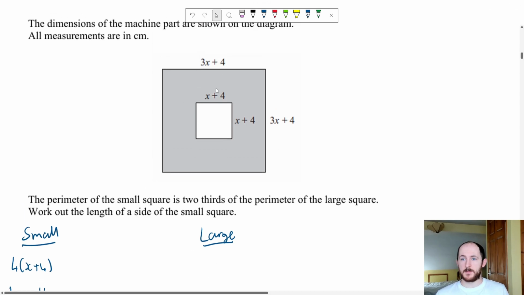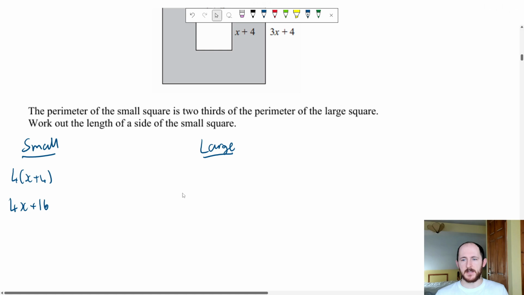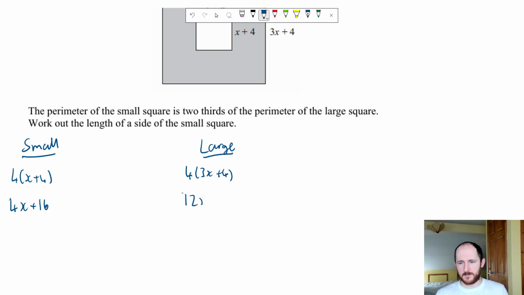For the large square, it's going to be the exact same thing. It's going to be 4 lots of this top side, because again, it'd be 3x plus 4, 3x plus 4, 3x plus 4, 3x plus 4. So let's do 4 times, which gives me the expression 12x plus 16. And let's do, yeah, so those two are equal there. Okay, so I've done that.